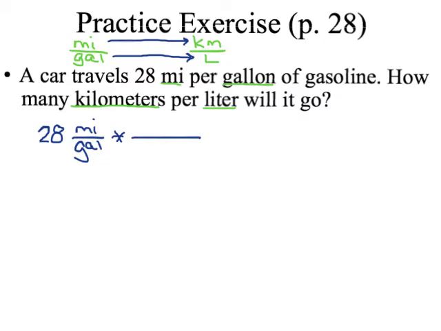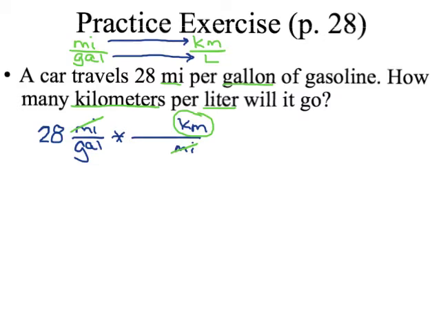So since I know I'm trying to get rid of units of miles, I'm going to make sure that miles is in the denominator of this conversion factor, and kilometers is in the top numerator. So this makes sure that my miles cancel out and leave me with units of kilometers, which is what I want. Again, if you look at the conversion factors in the back of the book, you should be able to figure out where the numbers go.